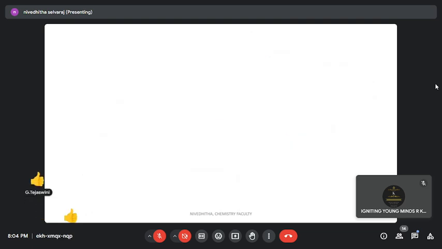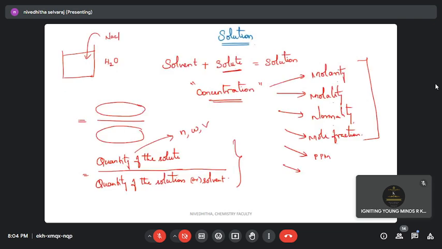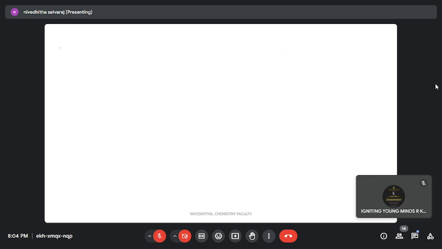Fine. Now we'll see the formula of molality, normality, and mole fraction. First is molarity. Usually we'll be representing molarity using a capital M. The formula of molarity: in the numerator, we'll be writing the quantity of solute. Here the quantity is expressed in terms of number of moles, and the alphabet I'm using here is small n.